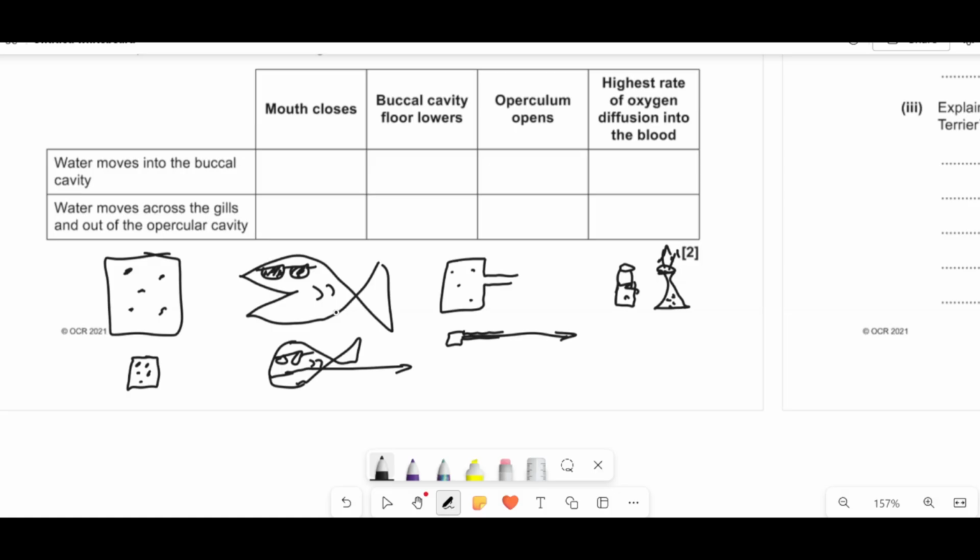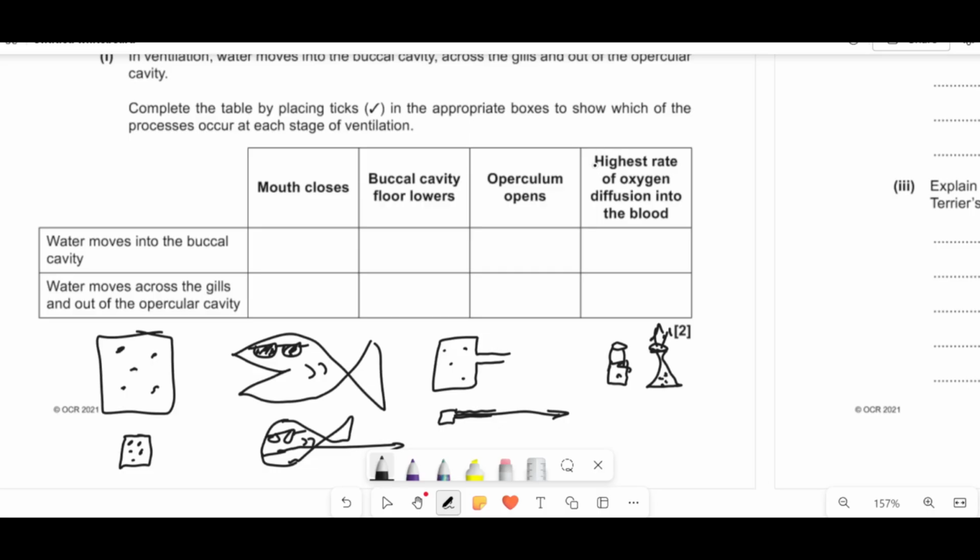So that's what we're going to do. So we need to describe all of those. So here then, it's saying put the ticks in the boxes which show which process happens at each stage. So in this case, water moves into the buccal cavity. That's when they open the mouth. Now the buccal cavity floor just means the bottom of their mouth, right? So that's going to be that, right?